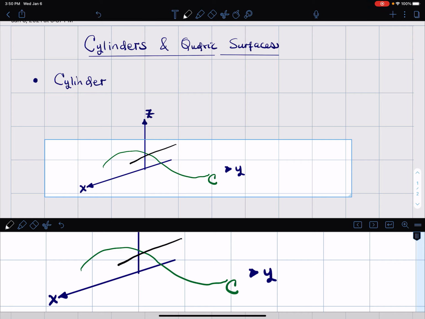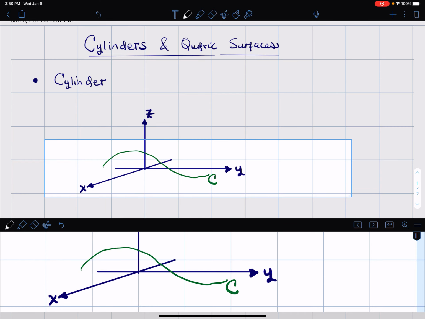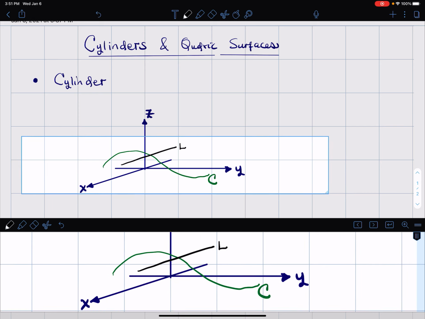Now, think of all the lines that intersect with this curve. I think I deleted something. All right, so this is my line once again. This is my line, call it L. Now think of all the lines that are parallel to L, but intersect with C. So what kind of lines are these?